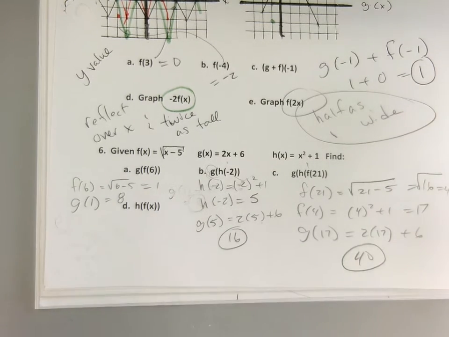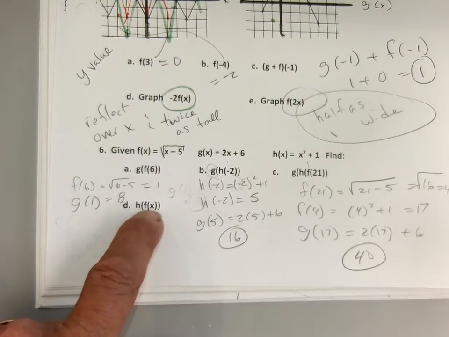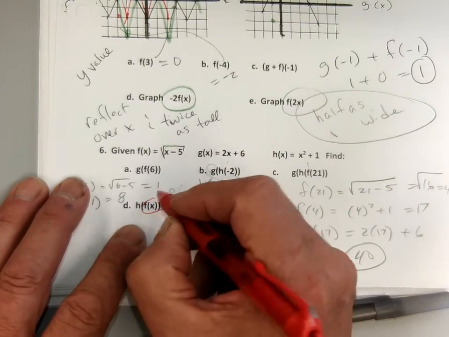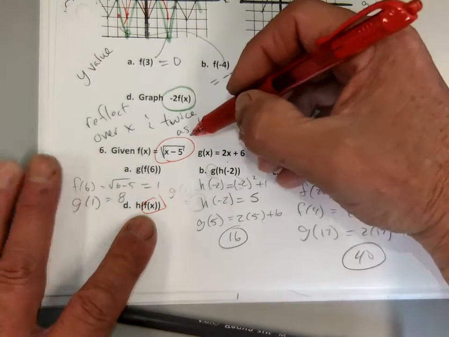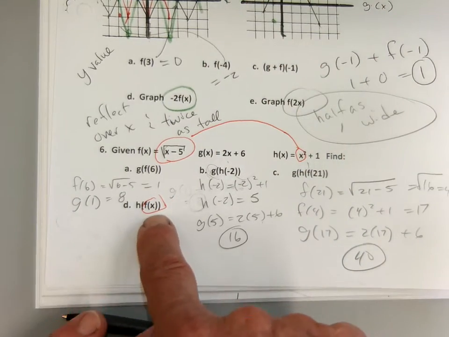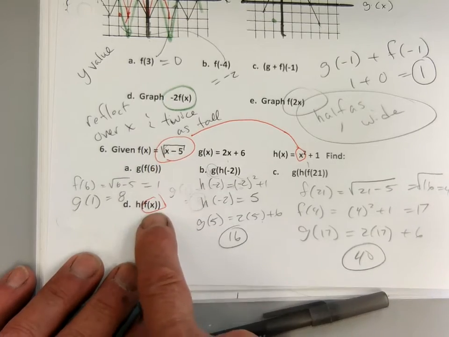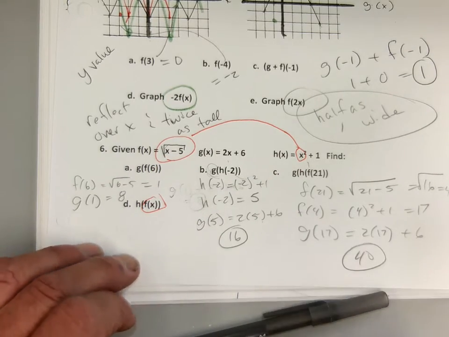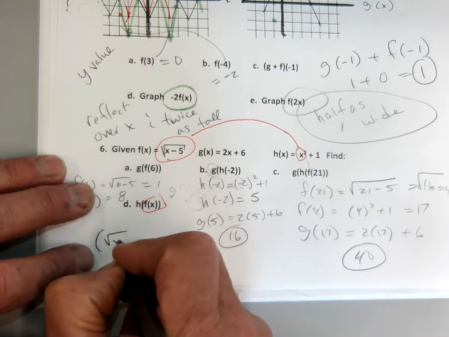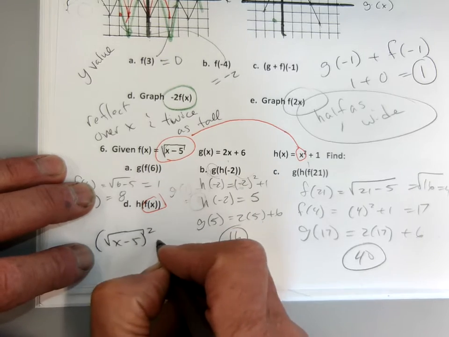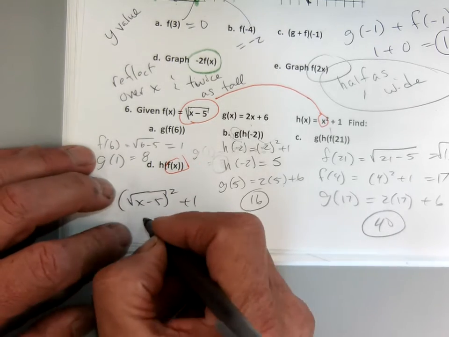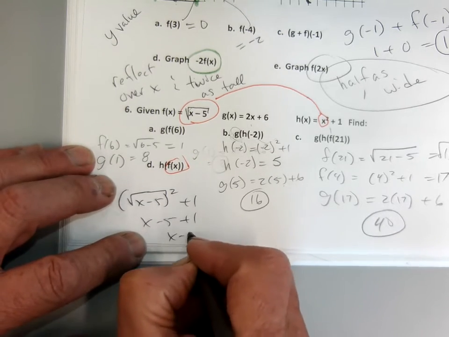Now, D. D is different because there's not a number to plug in, but we're going to take f of x, all of f of x, and plug it into h. So it's going to go right into there. Okay? So take the entire equation. Take this f of x, plug it into h. So it's going to be the square root of x minus 5, squared, plus 1. The square and the square root will cancel each other out. x minus 5 plus 1, or x minus 4.